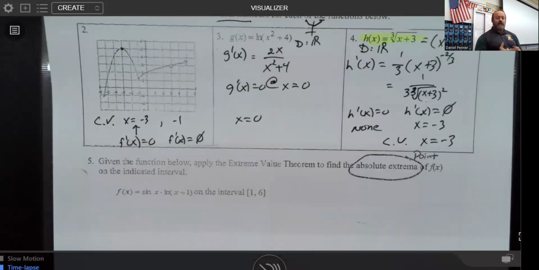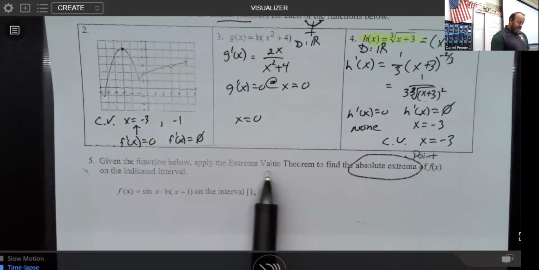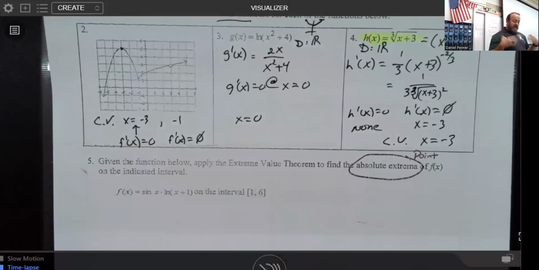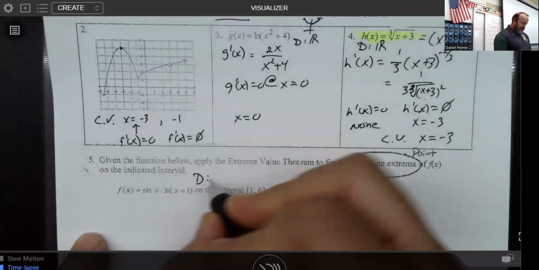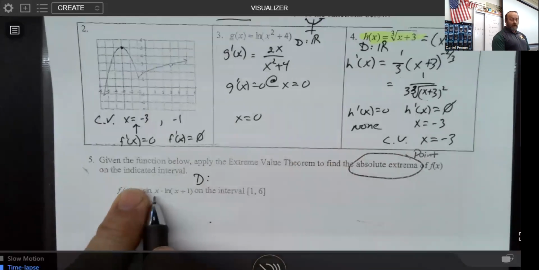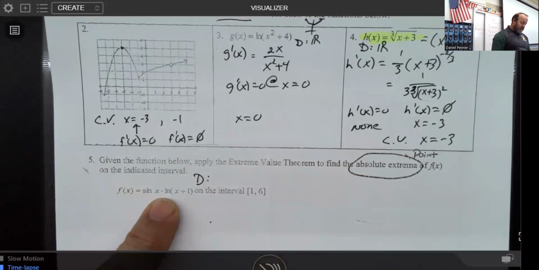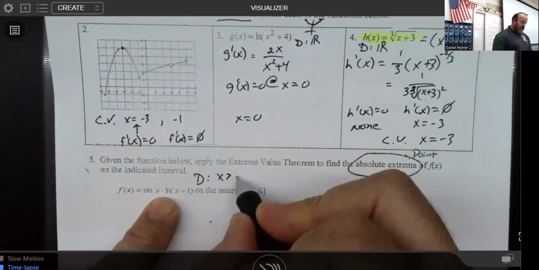Okay, moving on. Now, this problem's a little bit harder than the previous problems. There's something here that is a little bit less obvious. I have this function, and I want to apply the extreme value theorem to find the absolute extrema. In other words, I want to find the y value that is actually the biggest or the lowest value on this interval. So keep in mind the domain of this function. X can be anything within a sine wave, that goes on for all reals. But you can only take the logarithm of positive numbers. So the domain of f itself is x values that are larger than -1.